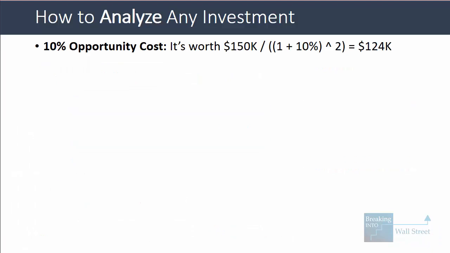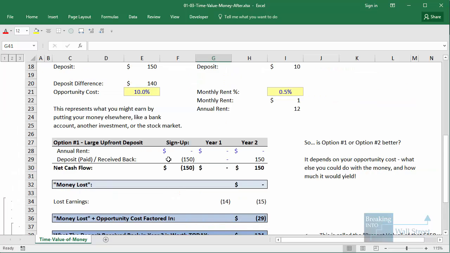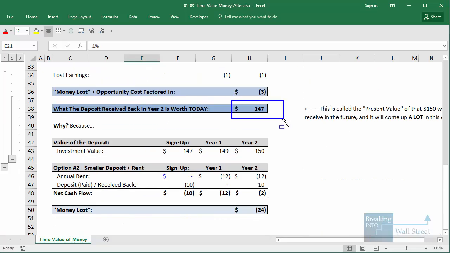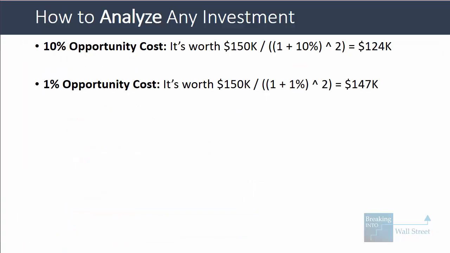Now, of course, this is heavily dependent on the opportunity cost. At 10%, yes, it's worth significantly less. But if your opportunity cost is only 1%, then it's worth much closer to its original value, $147,000 versus $150,000. So the present value of money depends heavily on what our opportunity cost is.